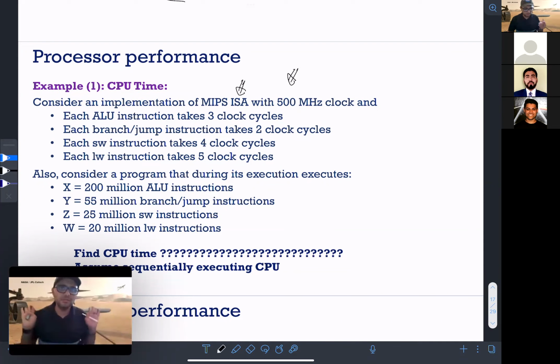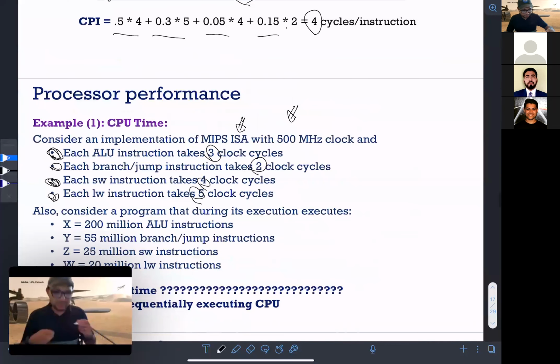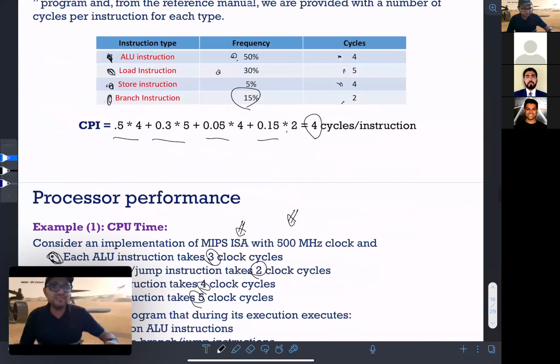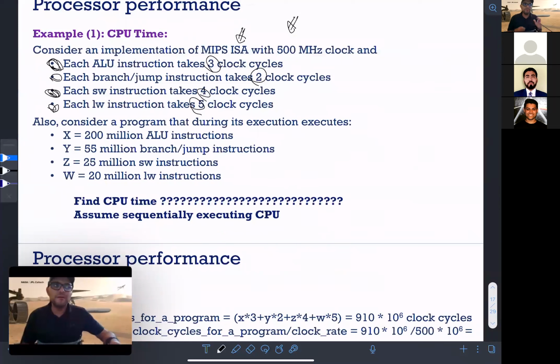Straightforward, right? Now it's telling you each ALU instruction takes 3 cycles, each branching 2 cycles, each storing 4, each loading 5. So instead of making this fancy table, I wrote it out in text, right? And I'm telling you, I'm writing a program with millions of instructions.